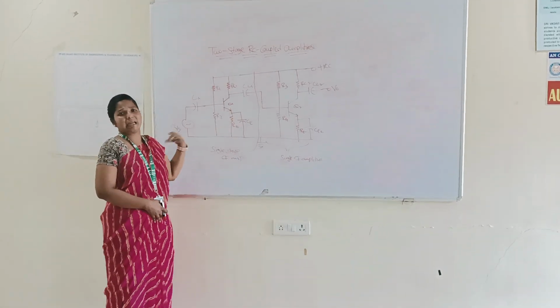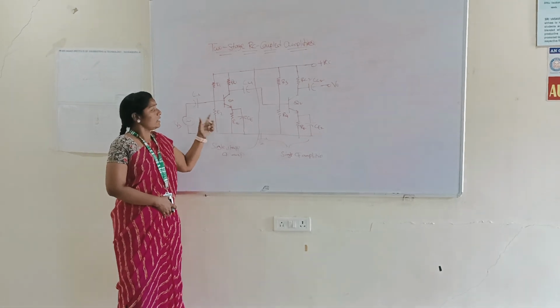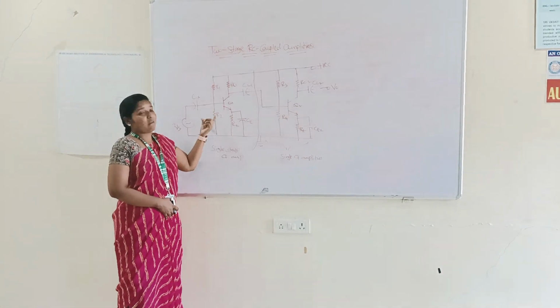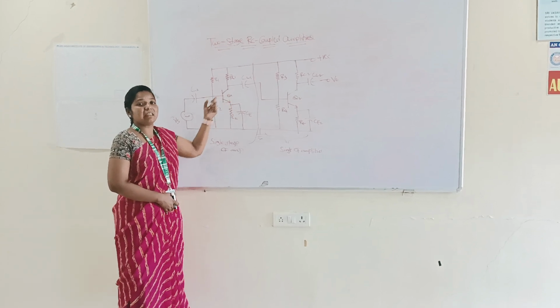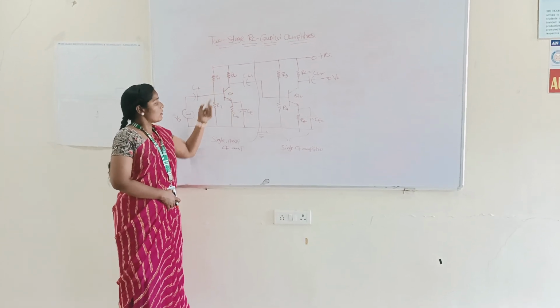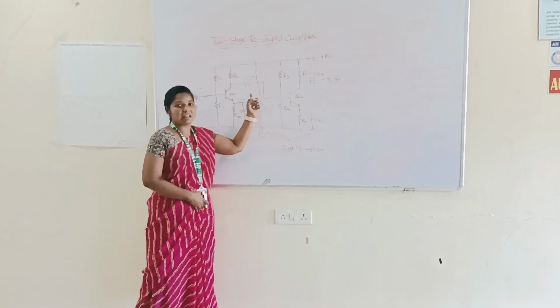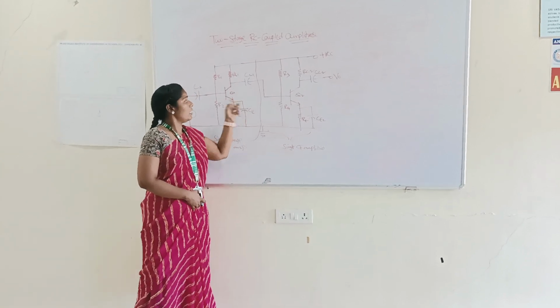What do you mean by the biasing? The biasing means, in order to provide the external supply voltage to the transistor, we need the biasing. So R1, R2, R3, R4 are used for biasing the transistor.